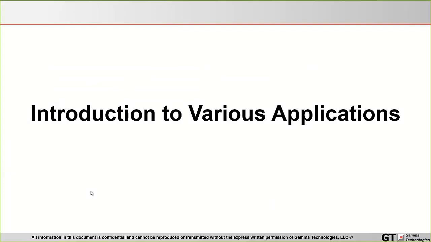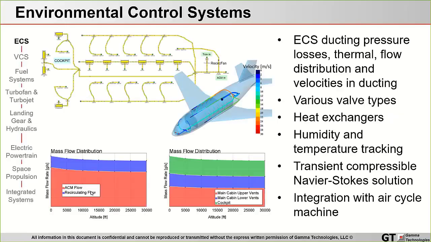Okay, now I want to begin by talking about just a very simple overview of some of the various applications we see with aerospace systems. And so we'll begin by looking at environmental control systems. With environmental control systems that are commonly seen on aircraft and spacecraft, some of the key points to understand and analyze are things like flow distribution and knowing, are you getting the right amount of mass flow to certain parts of the system?